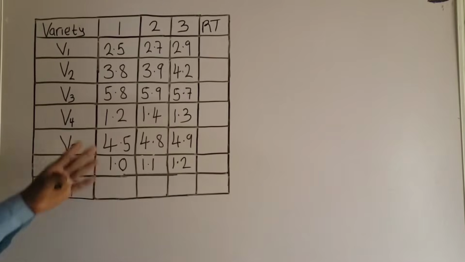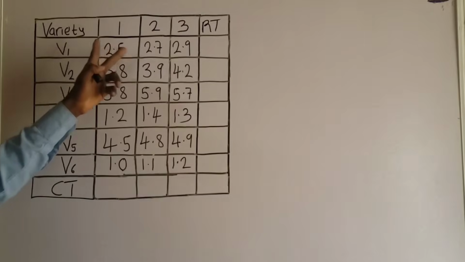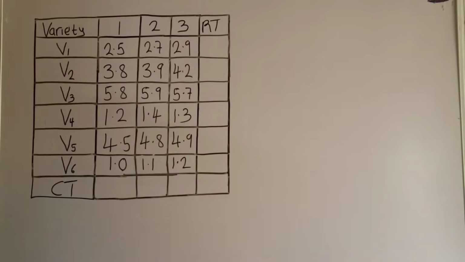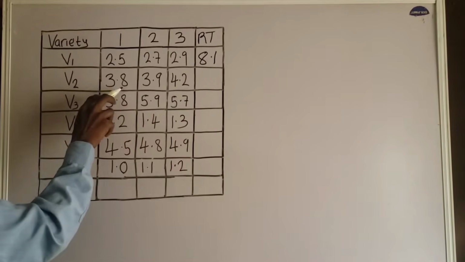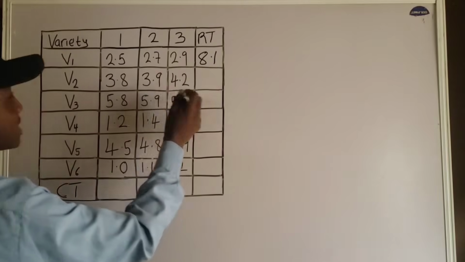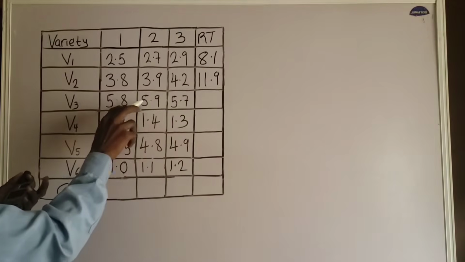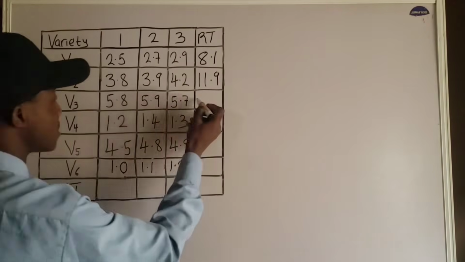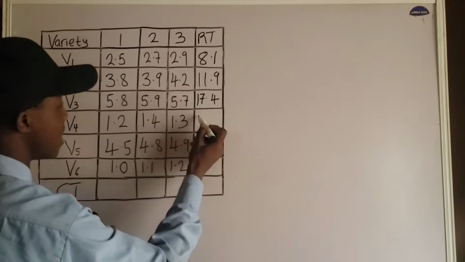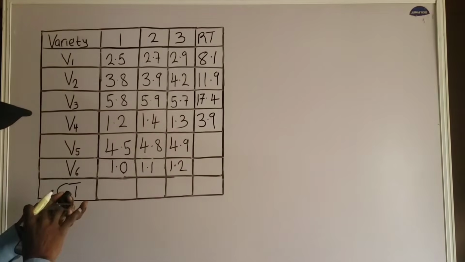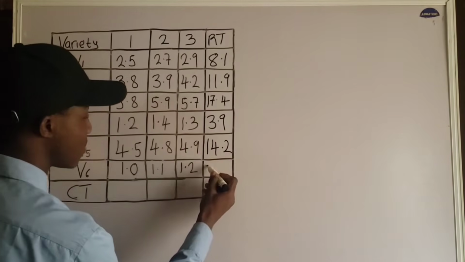Now, let's proceed. The row total for variety 1 will be 2.5 plus 2.7 plus 2.9, that is 8.1. For treatment 2, which is variety 2, that will be 3.8 plus 3.9 plus 4.2, that is 11.9. For variety 3, that will be 5.8 plus 5.9 plus 5.7, that is 17.4. For variety 4, that is 3.9. For variety 5, that is 14.2. And for variety 6, that is 3.3.